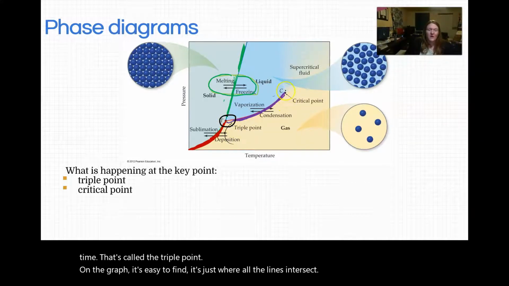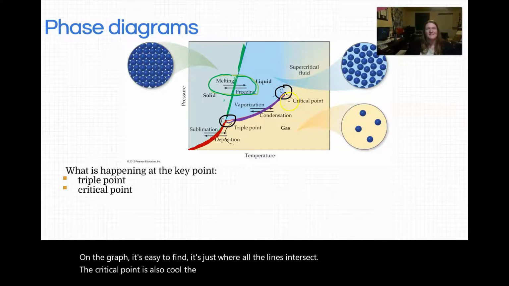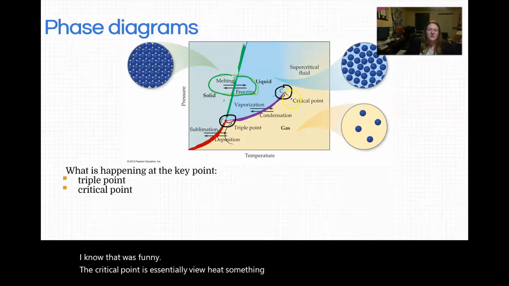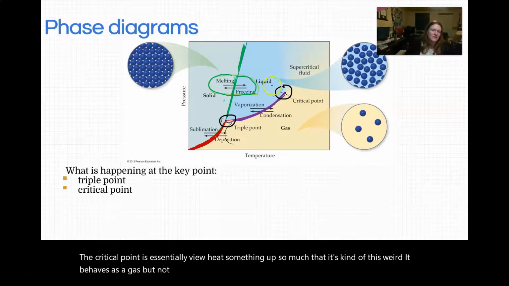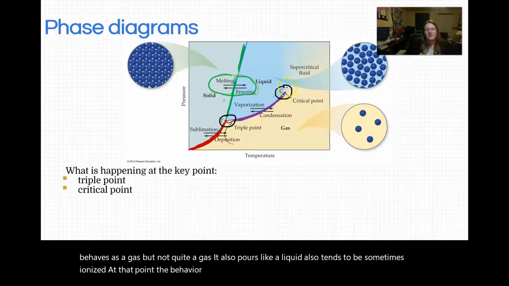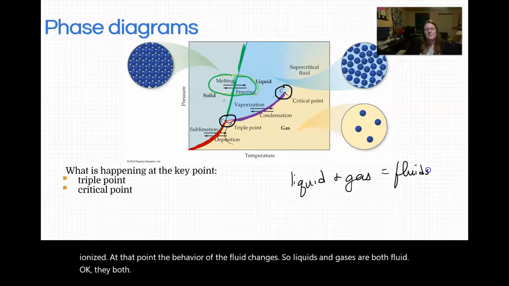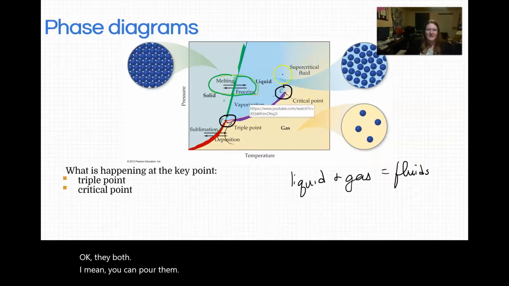The critical point is also cool. The critical point, well, actually it's hot. Get it? I know that was funny. The critical point is essentially you heat something up so much that it behaves as a gas, but not quite a gas. It also pours like a liquid. It also tends to be sometimes ionized at that point. The behavior of the fluid changes. So liquids and gases are both fluids. Okay, meaning you can pour them, believe it or not.